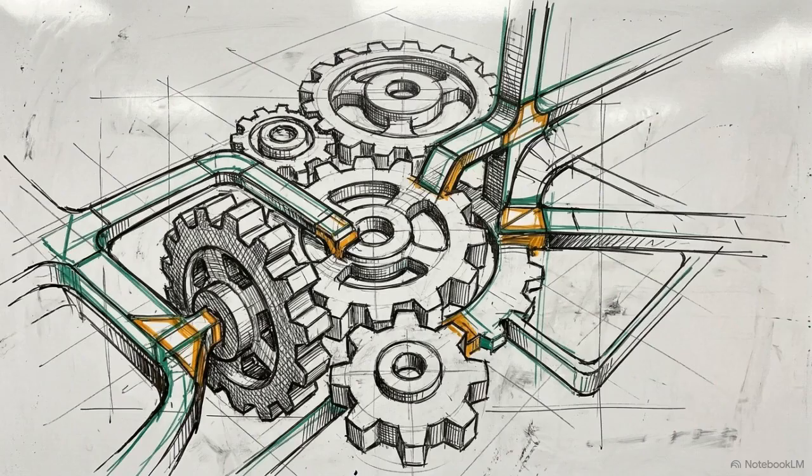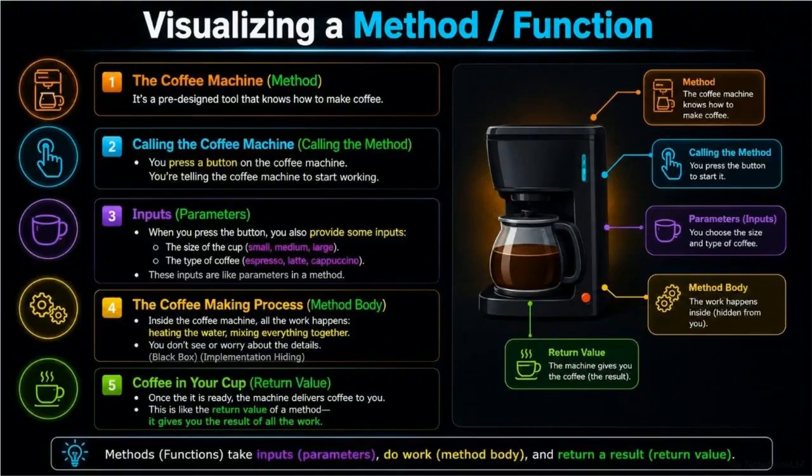To understand exactly what a method is, we have to look past the syntax and define it in abstract terms. This systems diagram visualizes a method using the analog of a physical coffee machine. A method is simply a pre-designed tool with a strict contract for operation. Calling the method is like pressing the start button on the machine. You trigger the pre-built logic to execute.